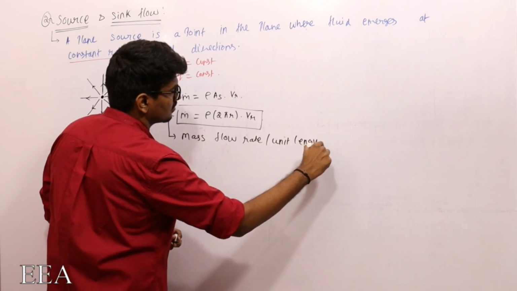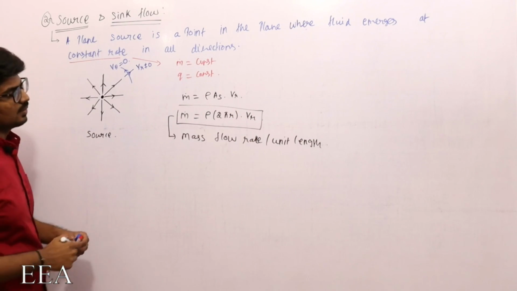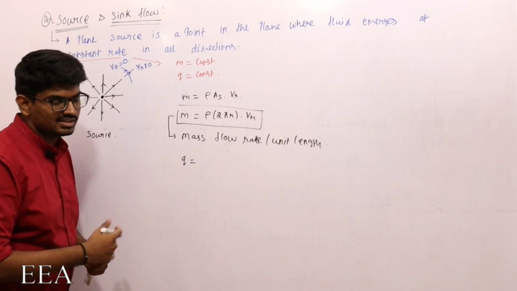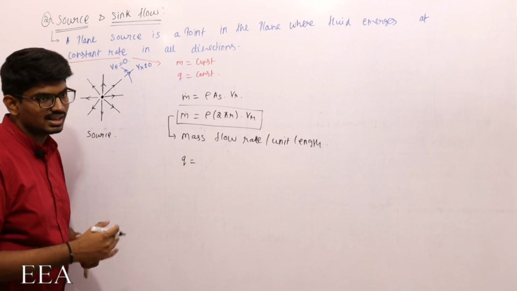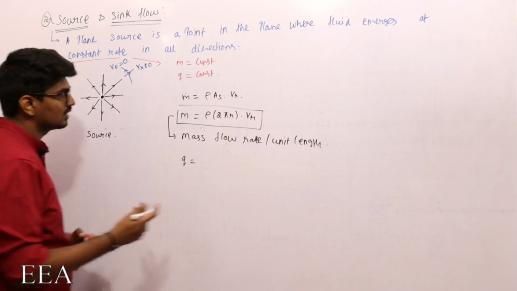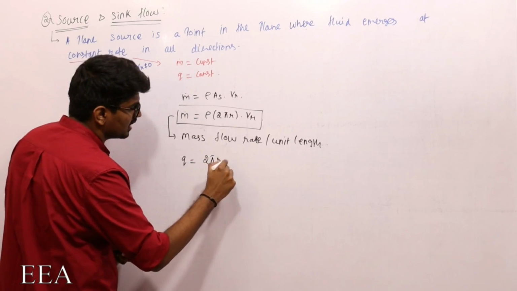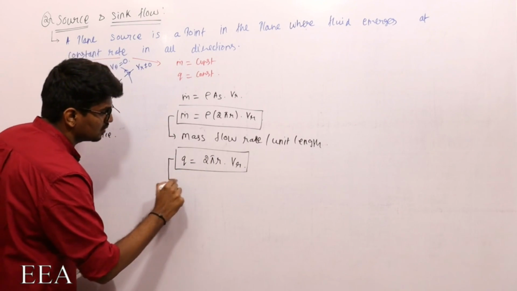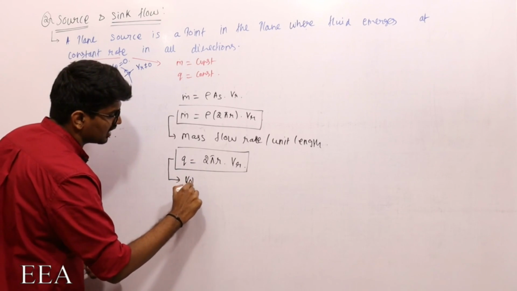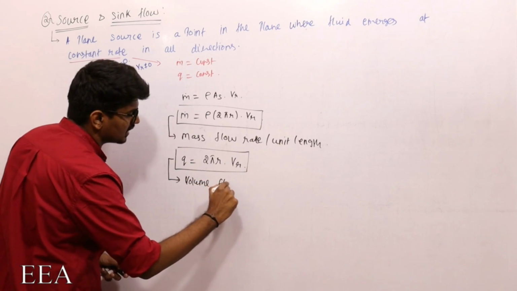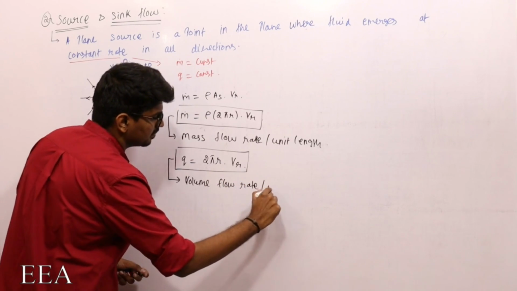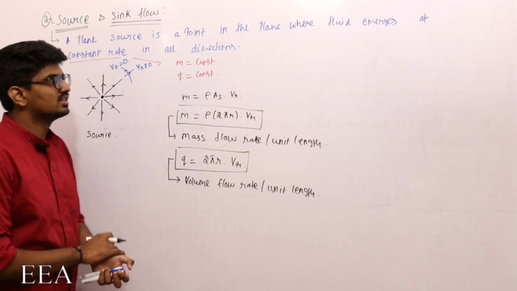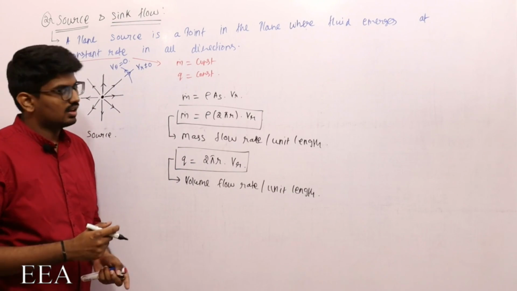Okay, fine. Now what about discharge then? Simple. Discharge, or volume flow rate, is area into velocity, and in this case the area I need to calculate per unit length. So this will become 2 pi r into Vr. So this is Q, which is volume flow rate, or discharge, per unit length.